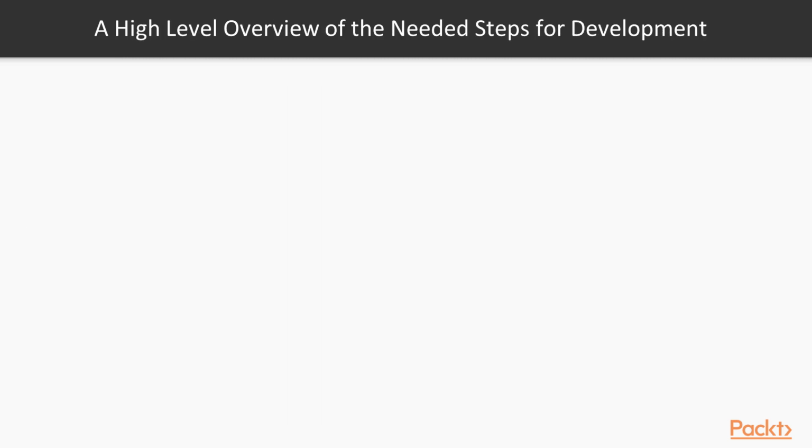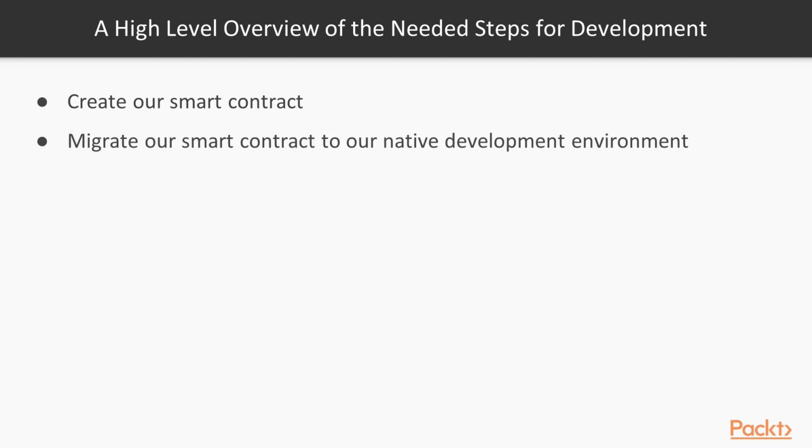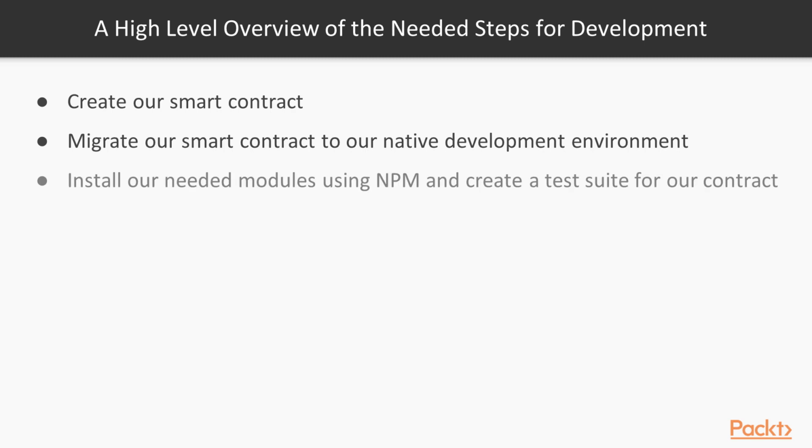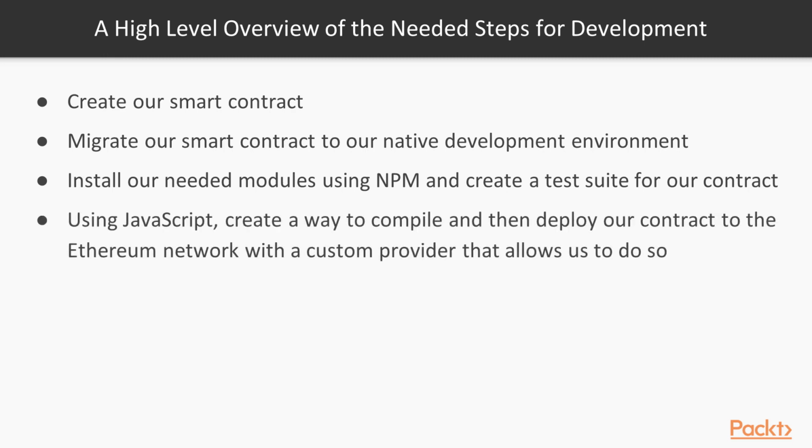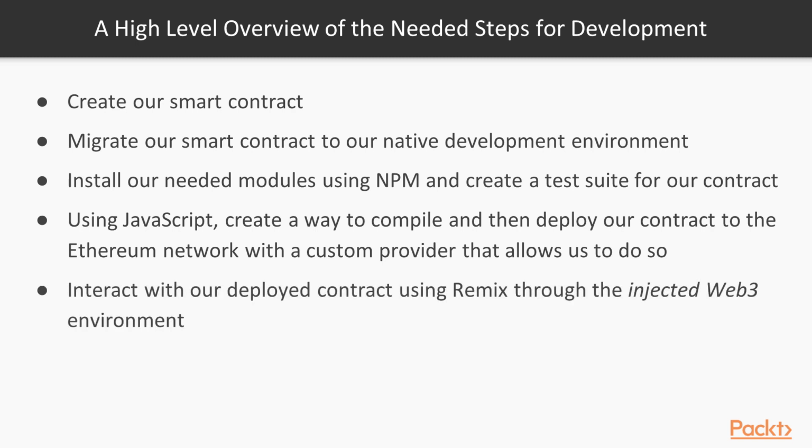So, a high-level overview of the needed steps for this dApp and smart contract development. We want to create our smart contract first. Then we are going to migrate our smart contract to our native development environment. Then we will install our needed modules using npm and create a test suite for our contract. Then using JavaScript, we will create a way to compile and then deploy our smart contract to the Ethereum network using a custom provider that allows us to do so. Then we will interact with our deployed contract using Remix through the injected Web3 environment.